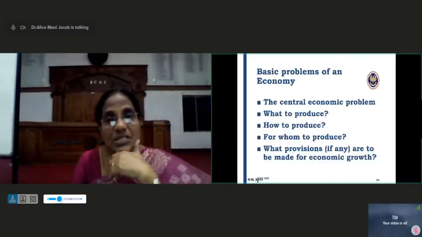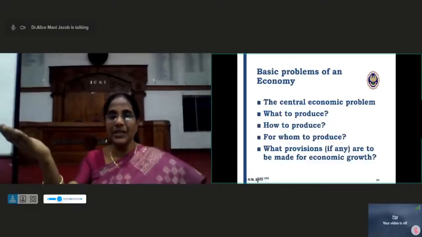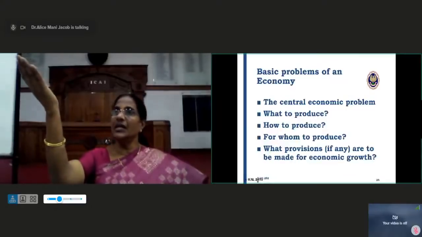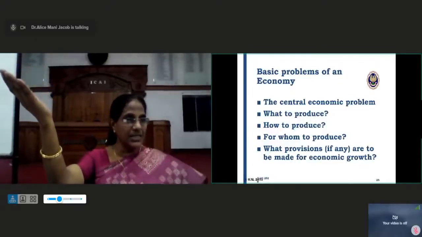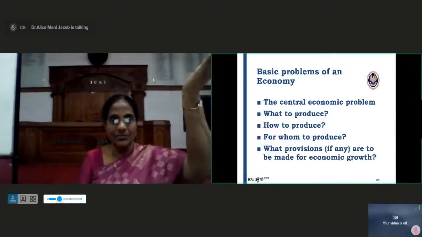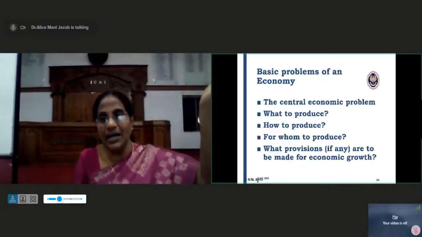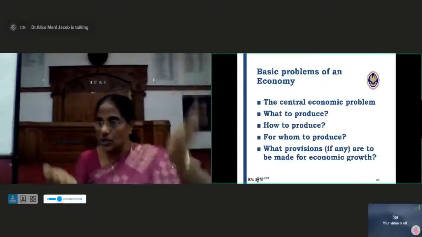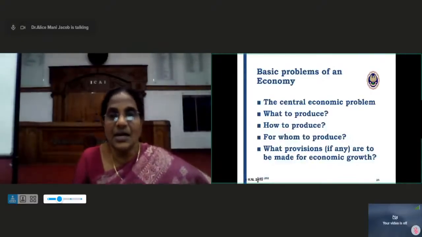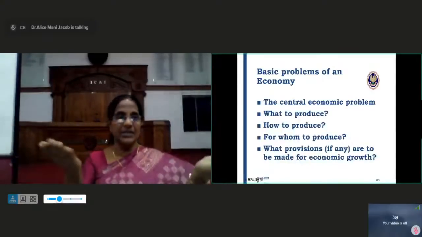Now, how is this decision made? The relative prices. You take the price of capital and the price of labor. If the price of capital is very high, go for labor intensive. If the price of labor is very high, wages are very high, as in many parts of India, especially in Kerala, what do people do? They go for capital intensive methods. So the relative prices of labor and capital will decide.